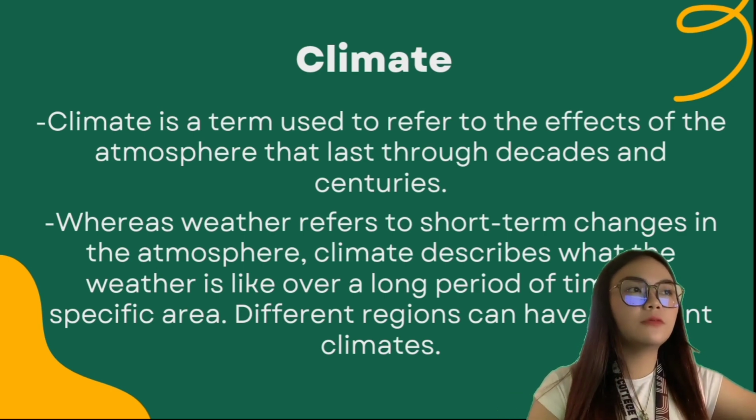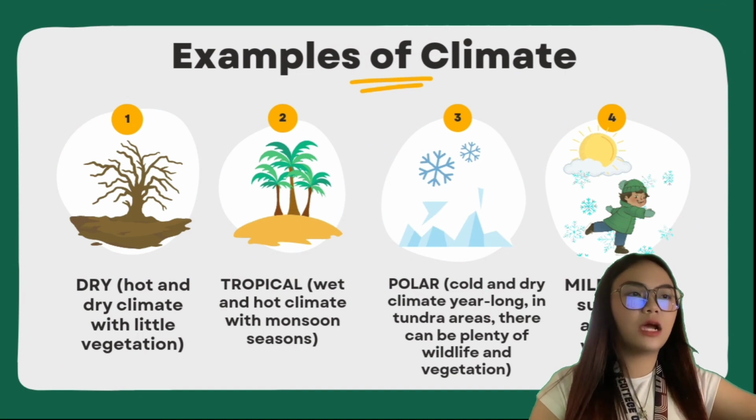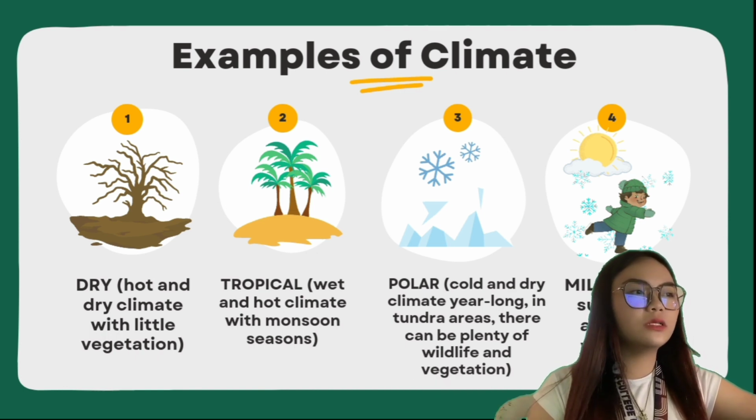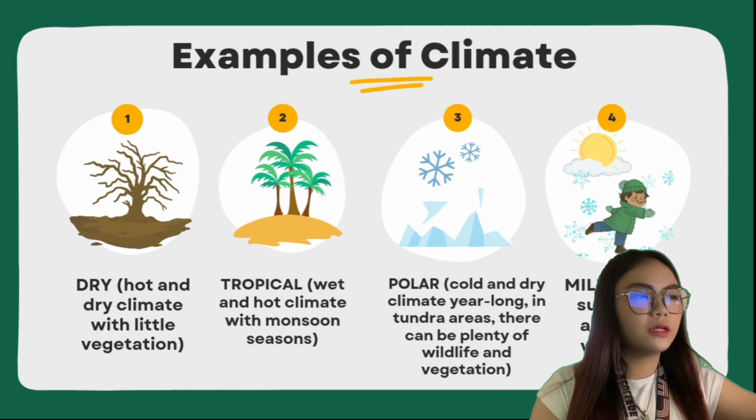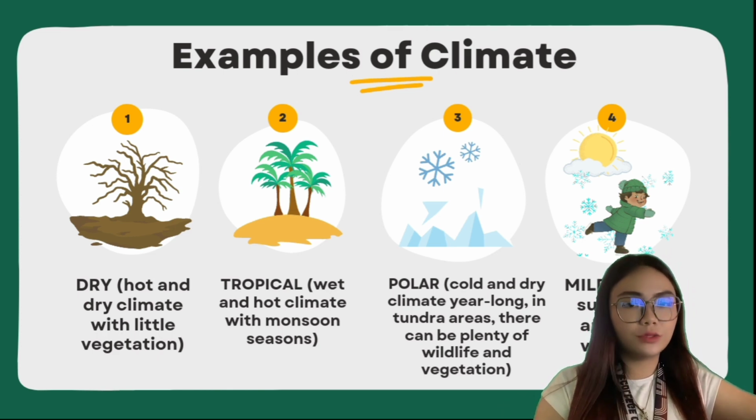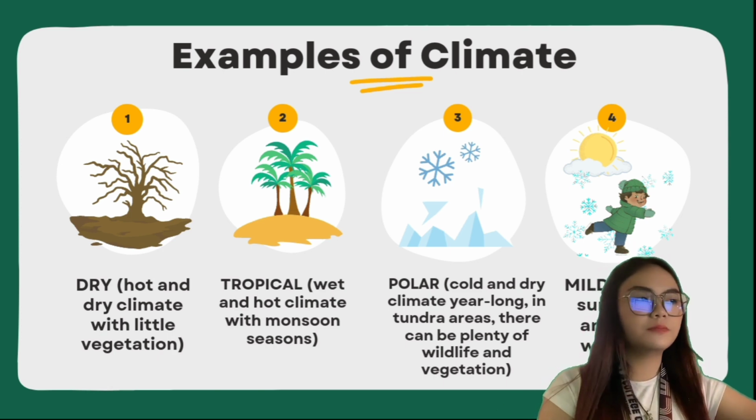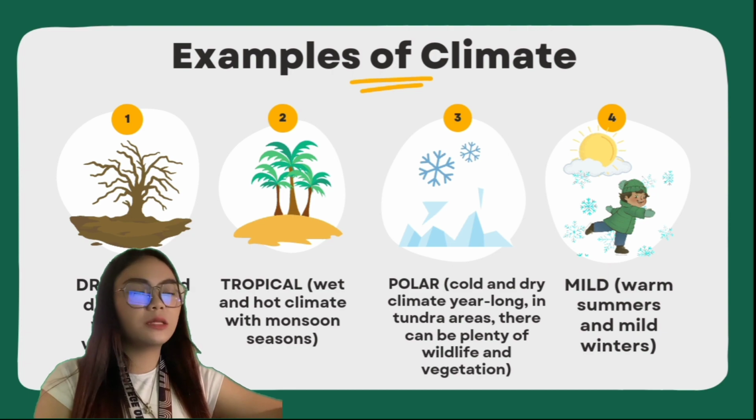There are four examples of climate. The dry or the hot and dry climate with little vegetation. So ito yung parang matagtuyot na. Tropical, wet and hot climate with monsoon seasons. Tropical, ito, uso dito yung beach, ganon. Polar, cold and dry climate year-long. In tundra areas, there can be plenty of wildlife and vegetation. So ito naman yung sobrang lamig na, so nag-yelo na yung paligid, ganyan. Mild, warm summers and mild winters.